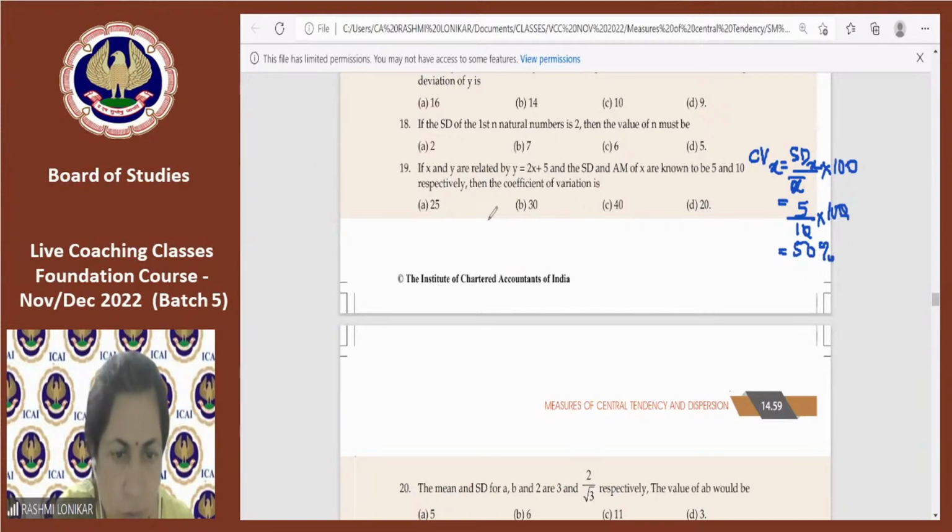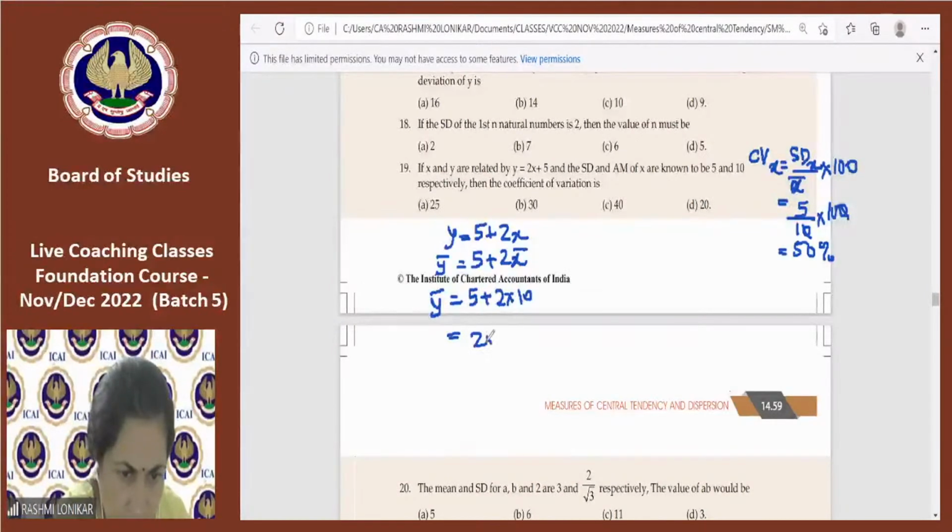Now y is related, y is equal to 5 plus 2x. Now what will happen? What will be the y bar? Y bar will be equal to 5 plus 2 x bar, because the mean will be affected by this. So y bar will be 5 plus 2 into x bar. X bar is how much? 10. Right. So this will be 25.